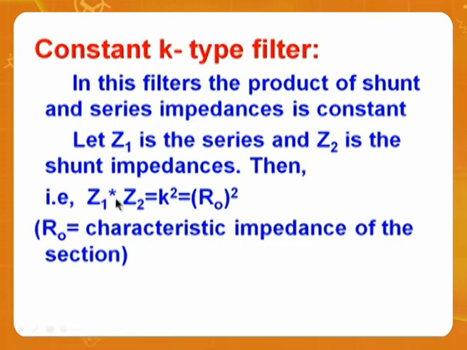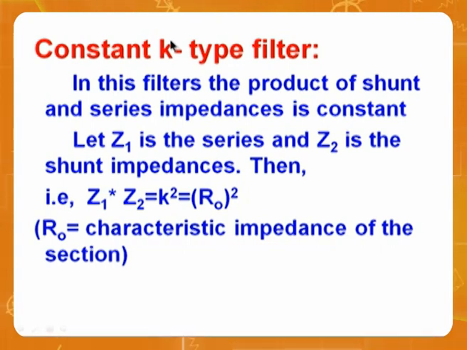Now I am going to talk about constant K type filter. Why do I say constant? I say constant because Z1, Z2 will become K square, that is called R0 square. R0 is characteristic impedance of the section. Therefore, K square, because of that K which is constant, this is called constant K type filter. So that's the meaning of constant.